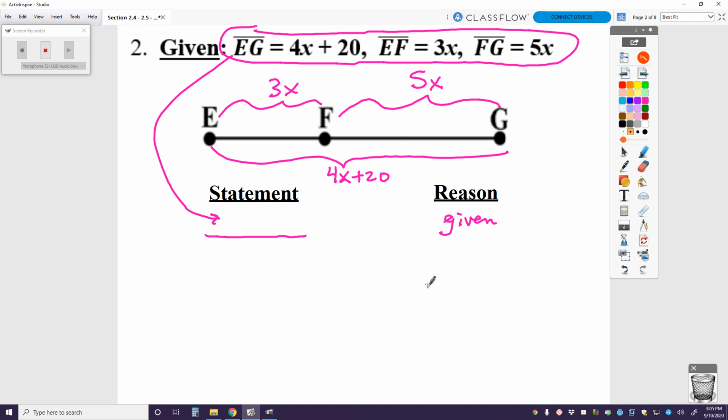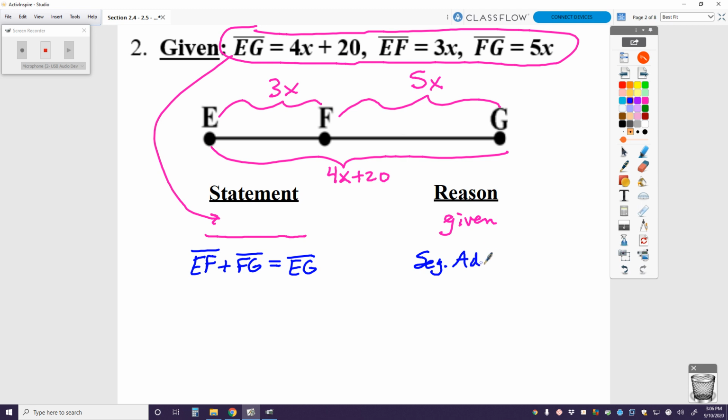Now, again, geometrically, what can we say must be true about these segments, EG, EF, and FG, ignoring the algebraic expression part for right now? We can just use the good old segment addition postulate, right? That segment EF plus segment FG, 2 little segments added together, add up to equal the whole big thing, segment EG.